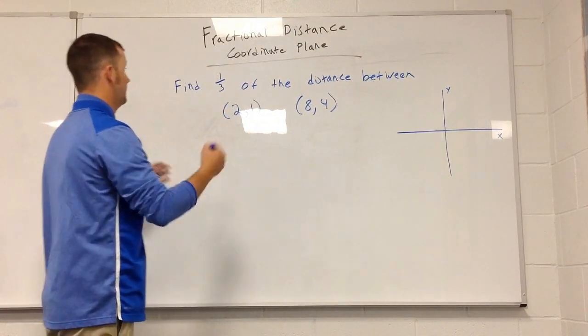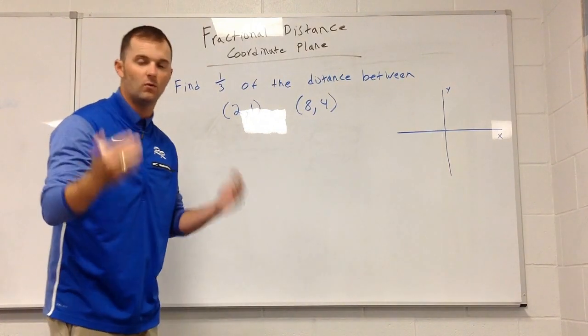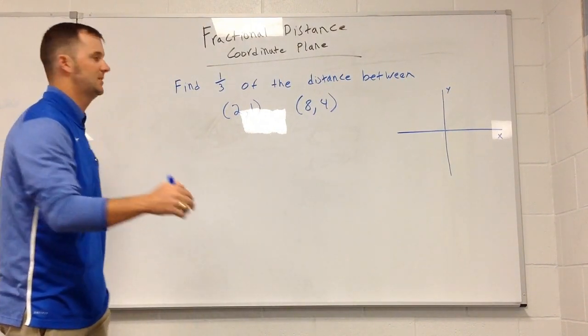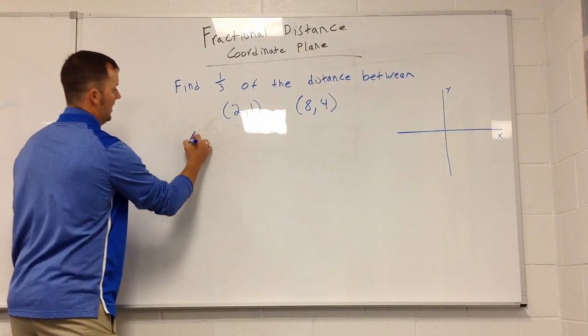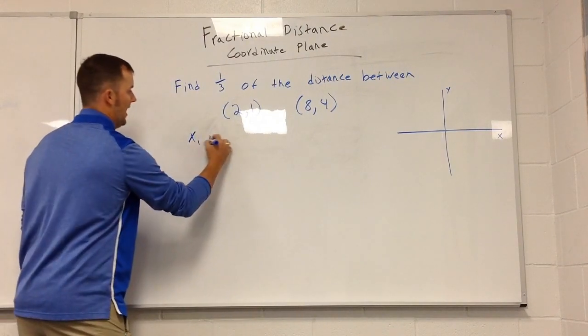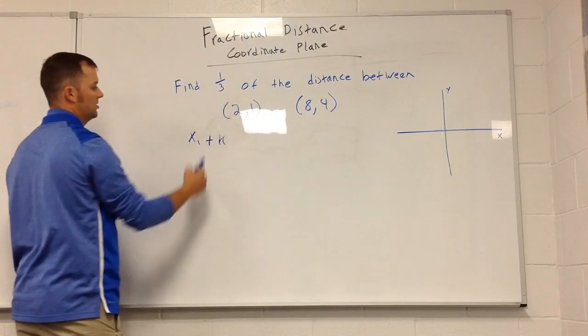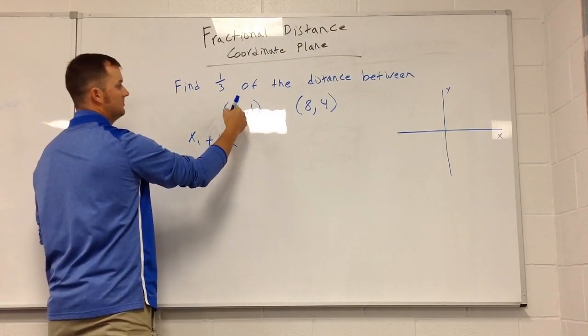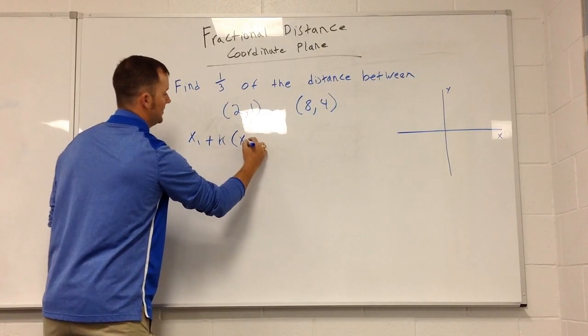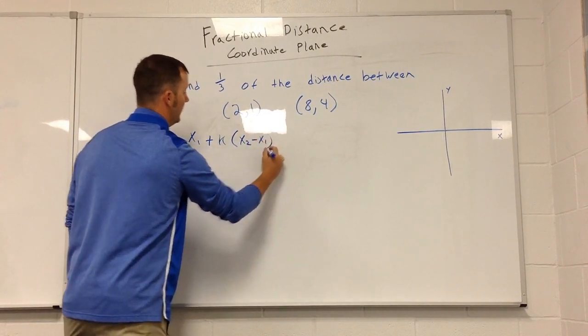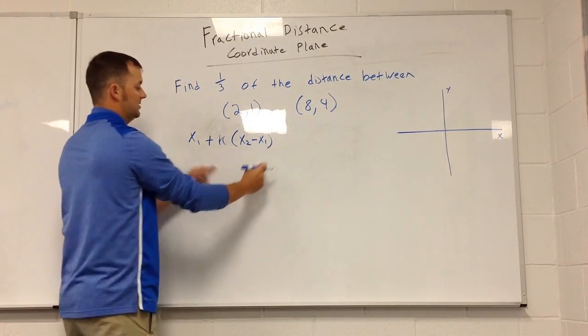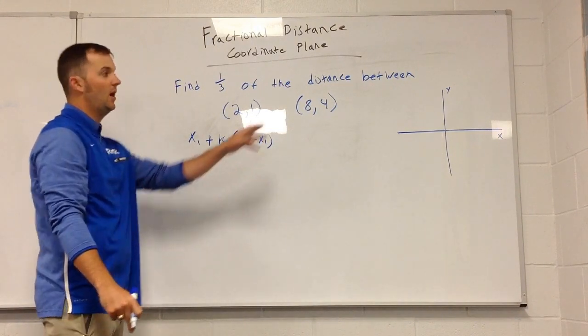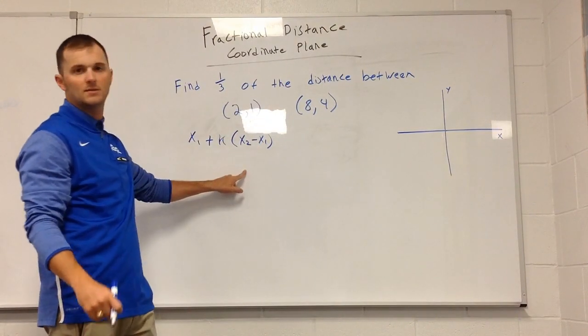The first thing we need to do is use the formula we are given. You take x1, add k, which is your fraction, and multiply it by the distance between the x coordinates, so x2 minus x1. Whenever I solve this, it's going to give you the x coordinate of where 1/3 of that line is going to be.